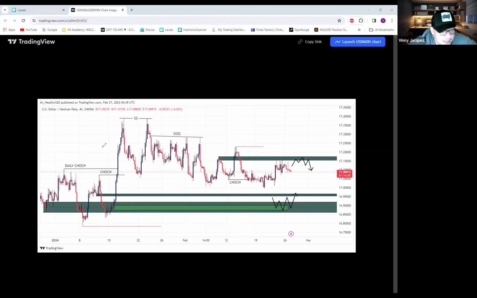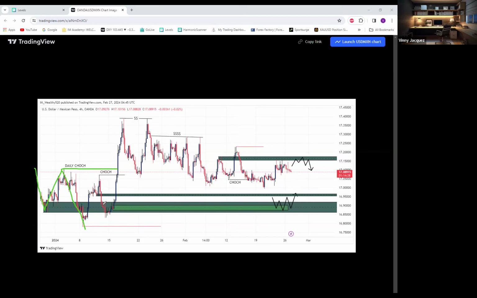But yeah, I mean, this is absolutely beautiful. Lower low, lower high, daily change of character. I love it. You have everything marked up. This is clean. This is clean. We go lower, we change character. Look at that bullish breakout, guys. Change of character, check. Bullish breakout, check.